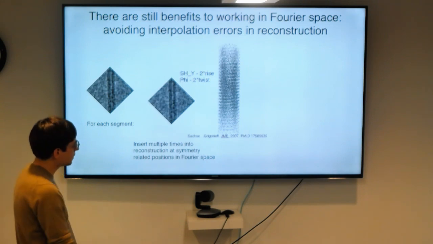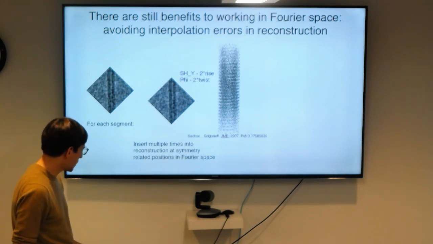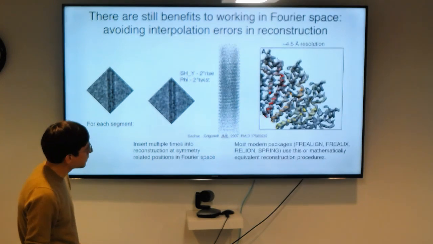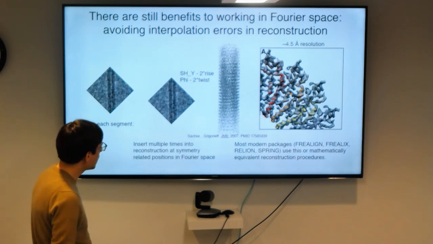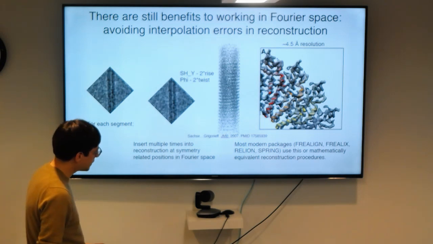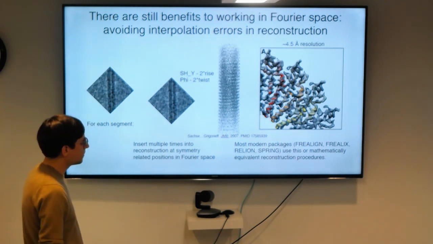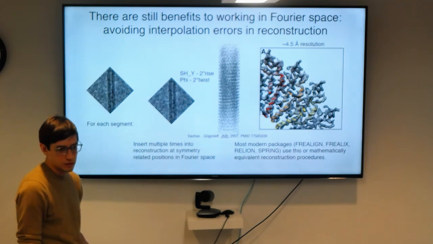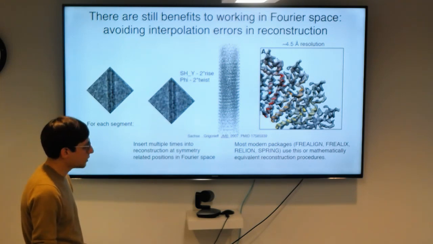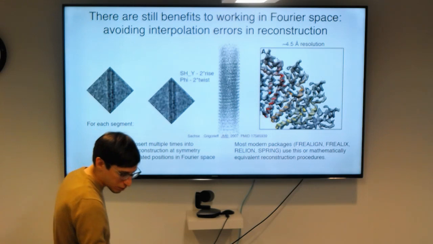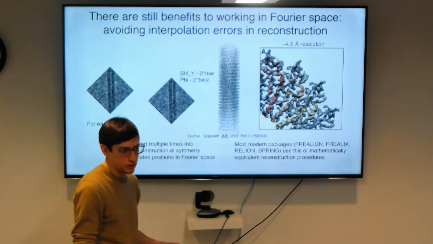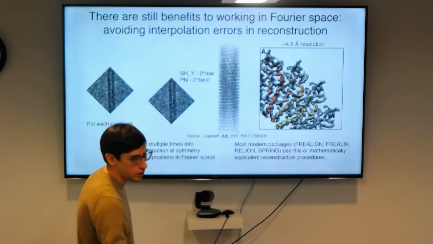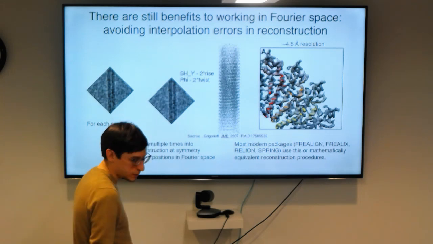This was an innovation by Carsten Sachse and Nikolaus Grigorieff's lab that allowed them to get, in this case, a 4.5 angstrom resolution structure of TMV back in 2007. Basically, some version of this procedure is used in all of the modern packages. So I just wanted to let you know that's what's going on under the hood when you do a helical reconstruction with, for instance, RELION.